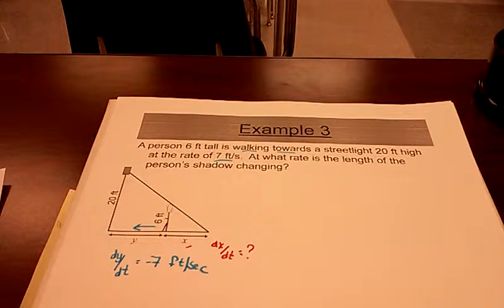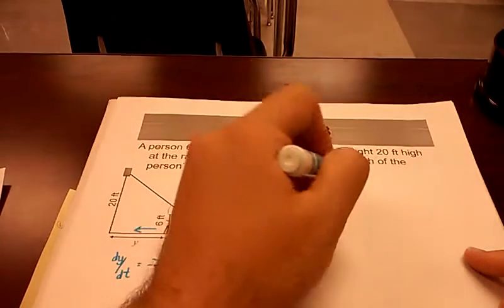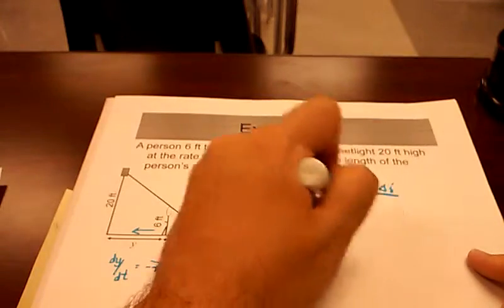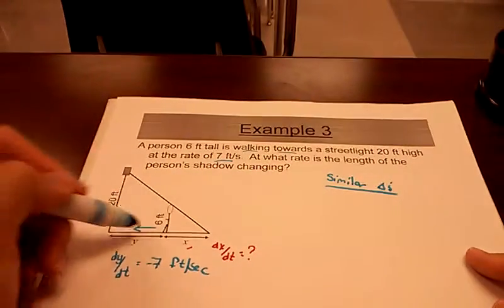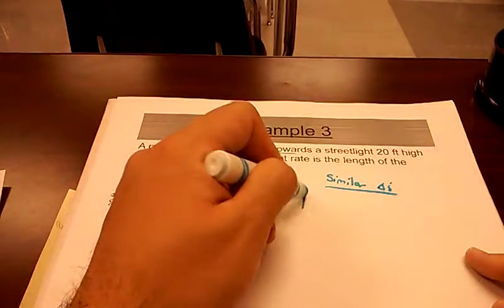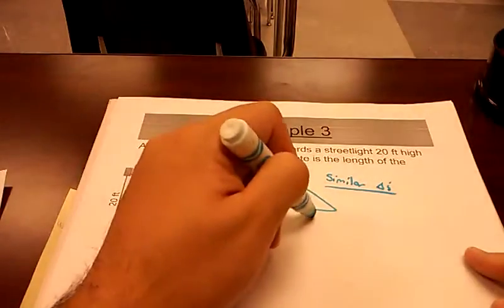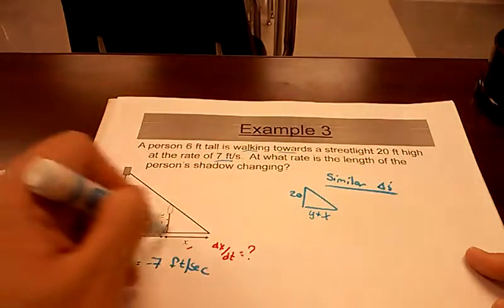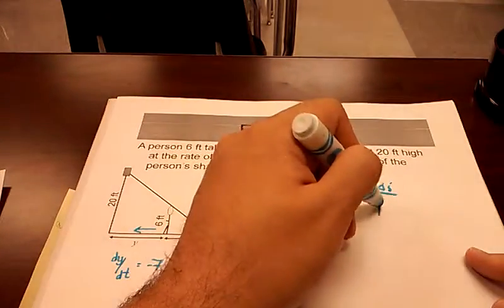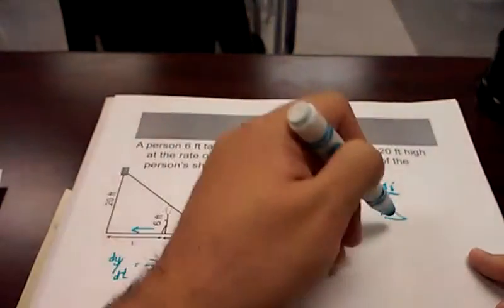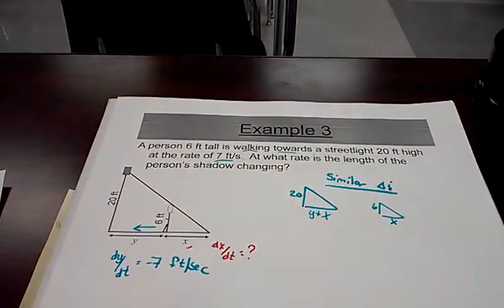Okay, well, you would not use the Pythagorean theorem for this problem. You would actually use what we call similar triangles to help you solve this. Because if you notice, you have a big triangle, which would be with the lamppost 20, and then y plus x, because that will be the distance here. And then you have a smaller triangle with his height, which is 6, and this is just x. So we have similar triangles.